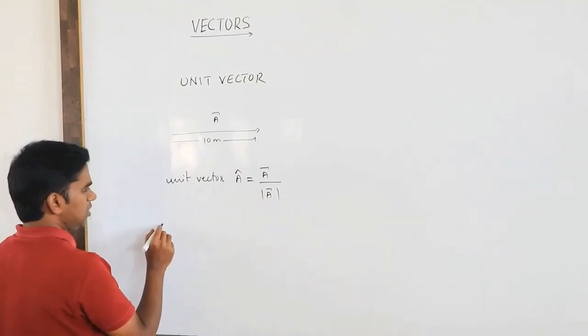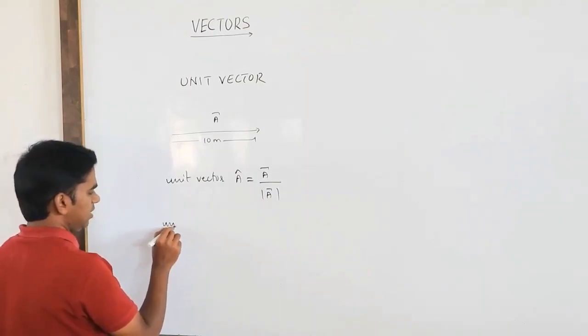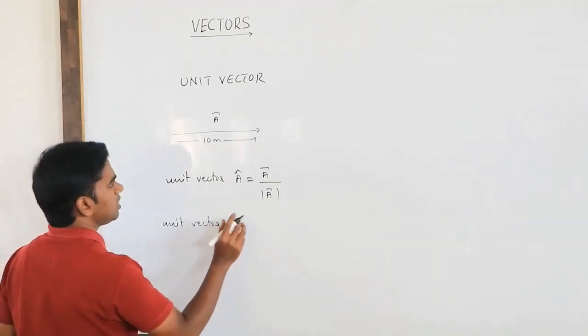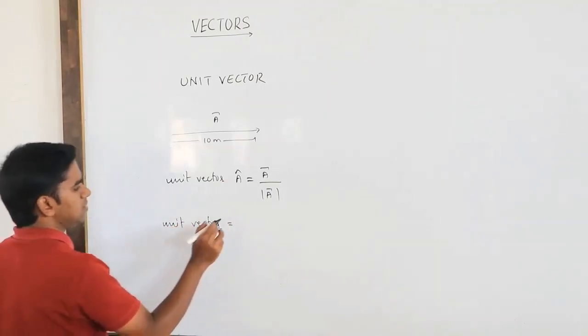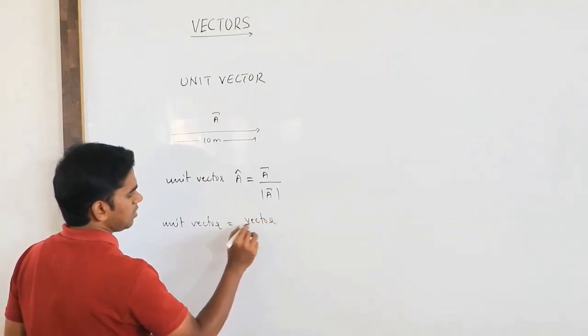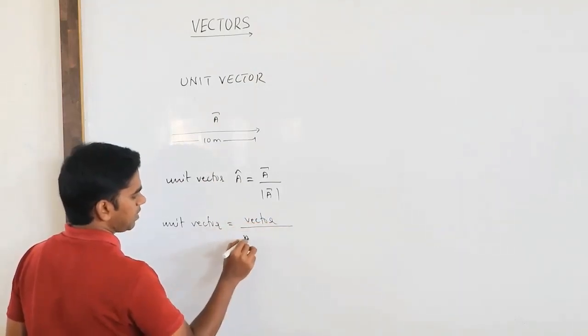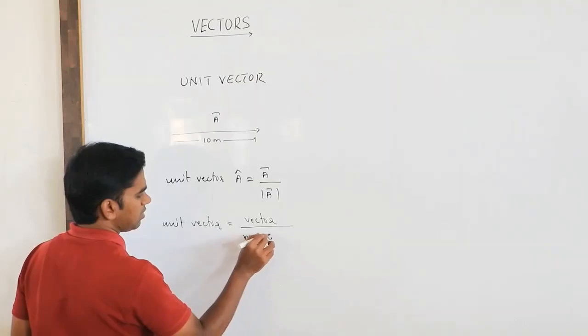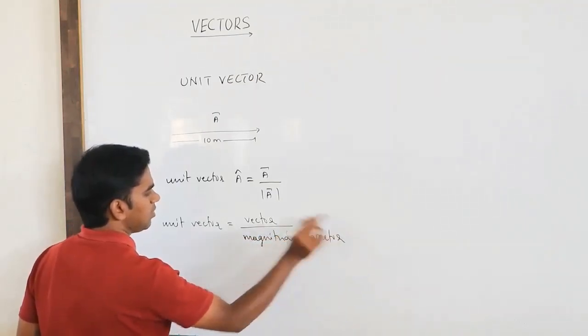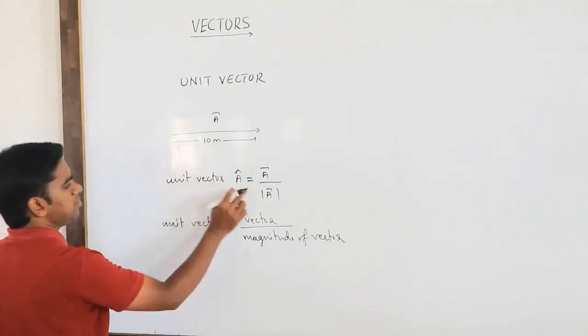So unit vector you can simply write in words as vector divided by magnitude of vector. Okay. So for this example, how can you write?